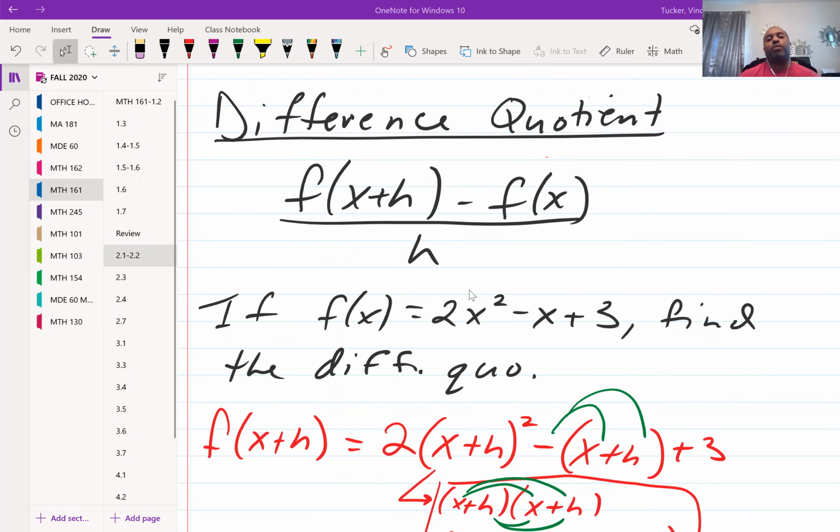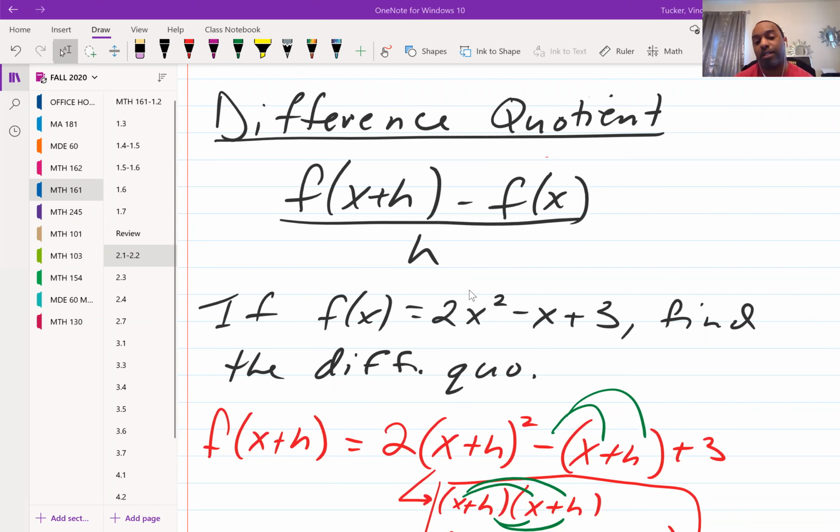All right, so difference quotient: f of x plus h minus f of x over h. This is a way that we will be able to find the slope. We won't be doing that in this class. All we're going to do is use it as an introduction. But when you get into calculus, you'll use it for different applications.